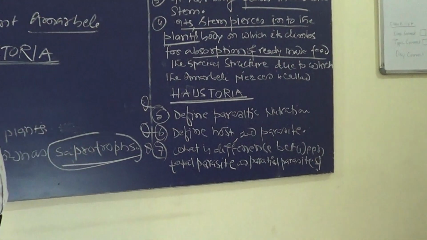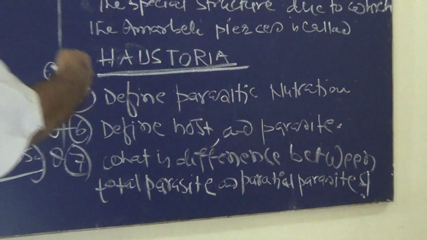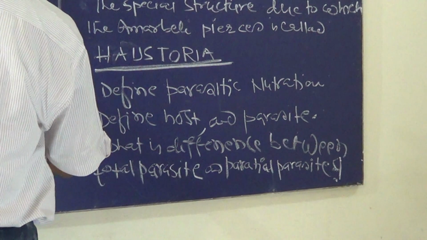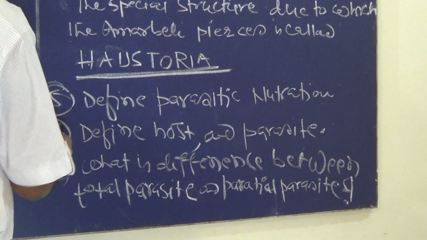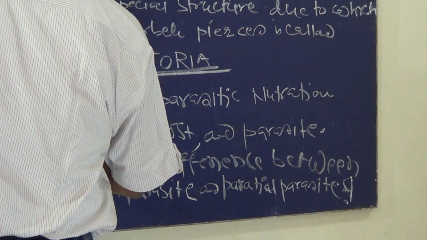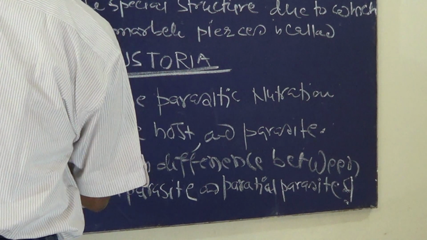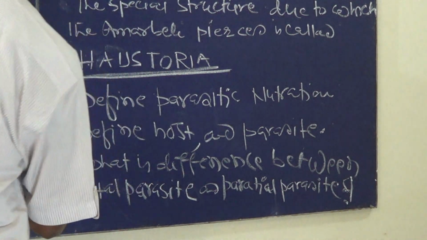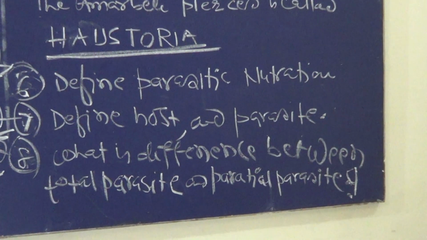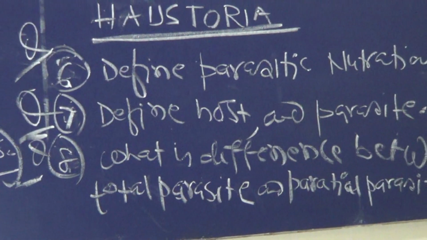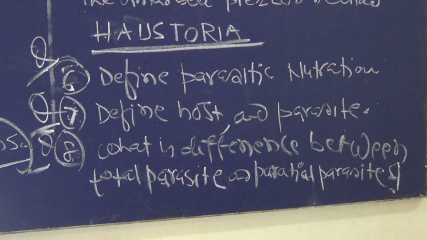Now my next question: define parasitic nutrition. This is question number 5. Then 6, 7, and 8. These are the 8 questions I have given you, and you will be writing them. Last, what is the difference between total parasites and partial parasites?